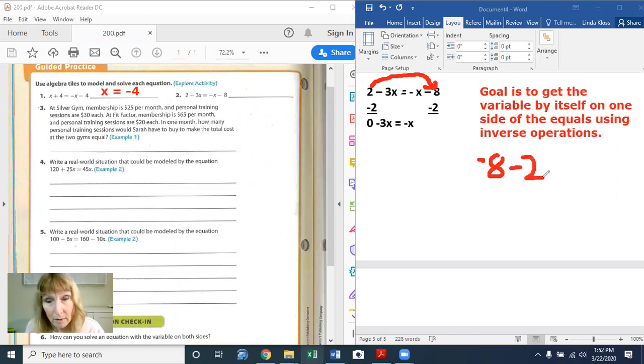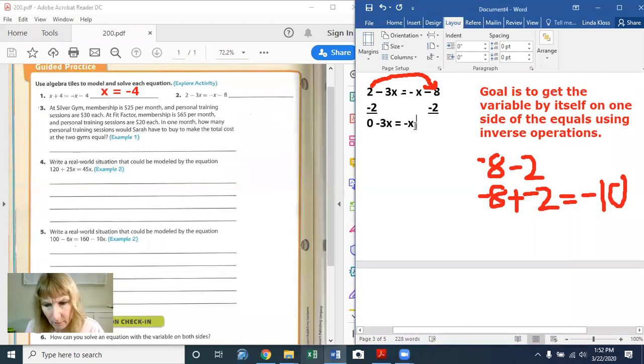What is that the same as? Yep. Minus 8 plus negative 2. So you owe me $8 and you owe your mom $2. Are you in the hole? Yes. How much? Yes, $10, negative 10. So we're going to go put that in here. We have negative x minus 10. Okay, next step, I'm going to get the x over to that side.